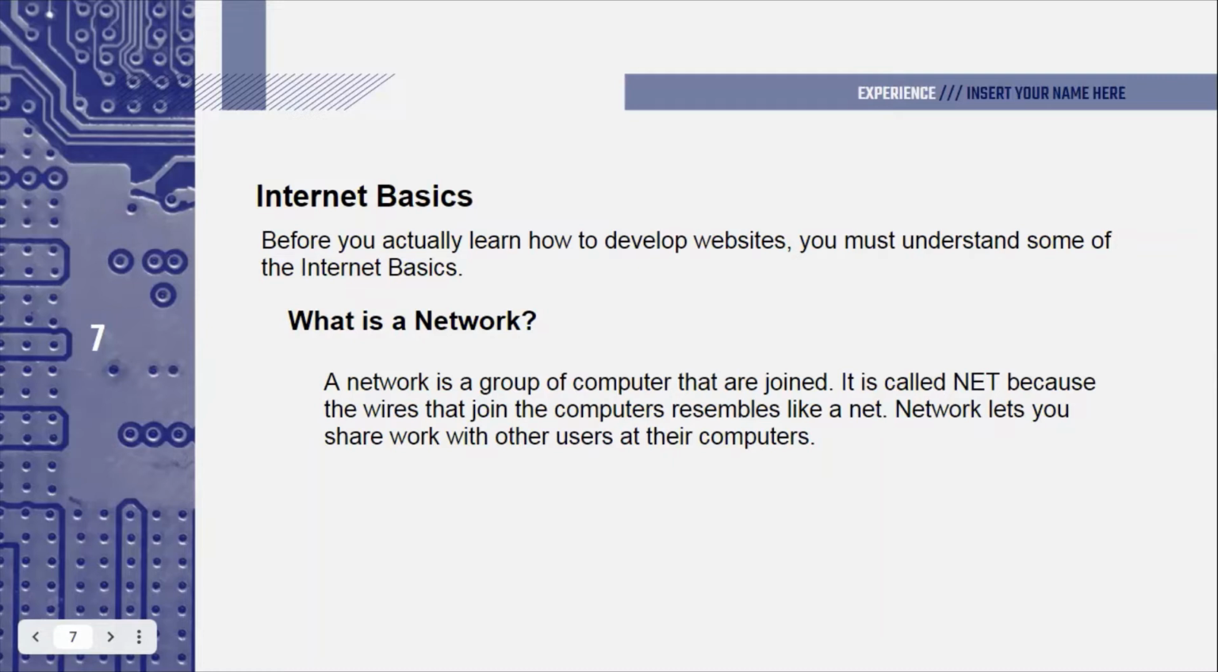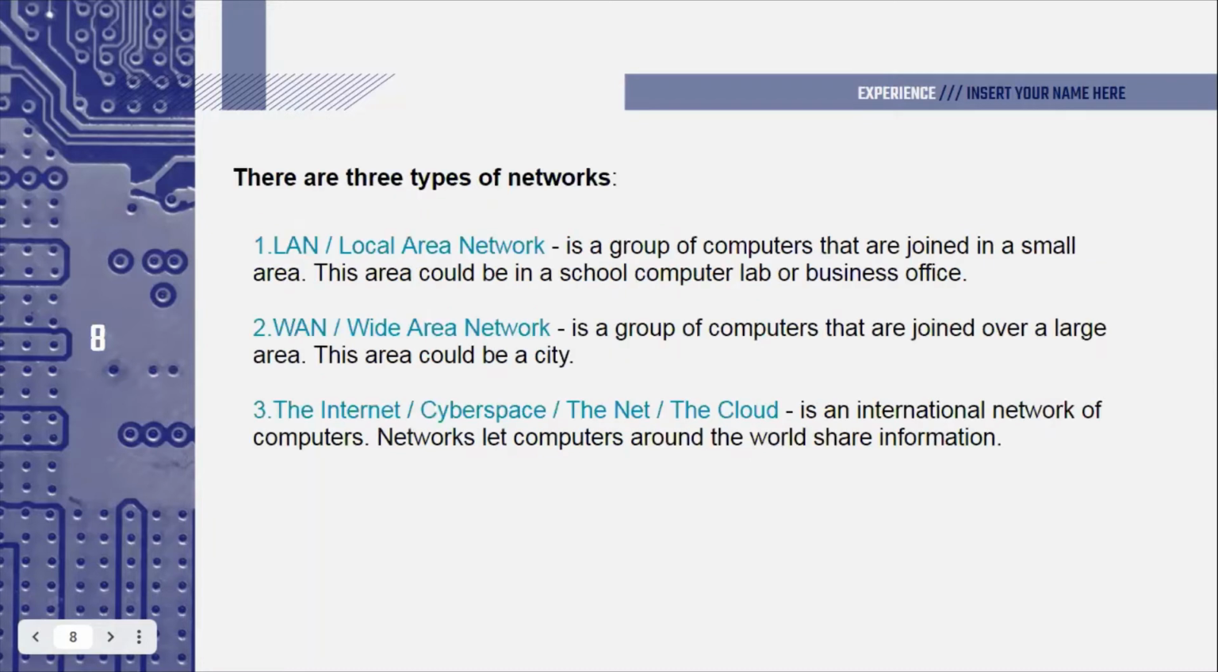A network lets you share your work with other users at their computers. That's why it is called a network, because it resembles a net, and you can send information to other computers. We have 3 types of network. I know for sure you have already heard about this one. We have the LAN, the WAN, and the internet, or the cyberspace.